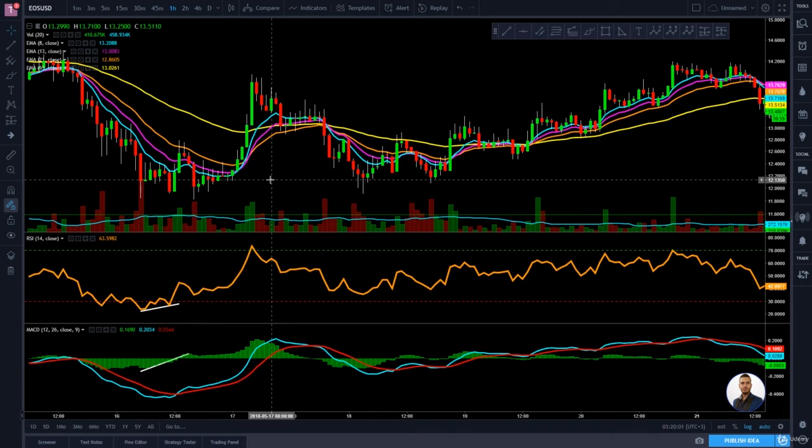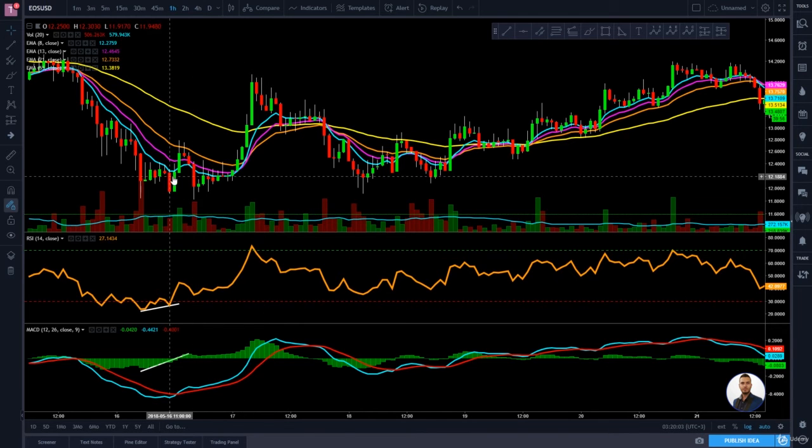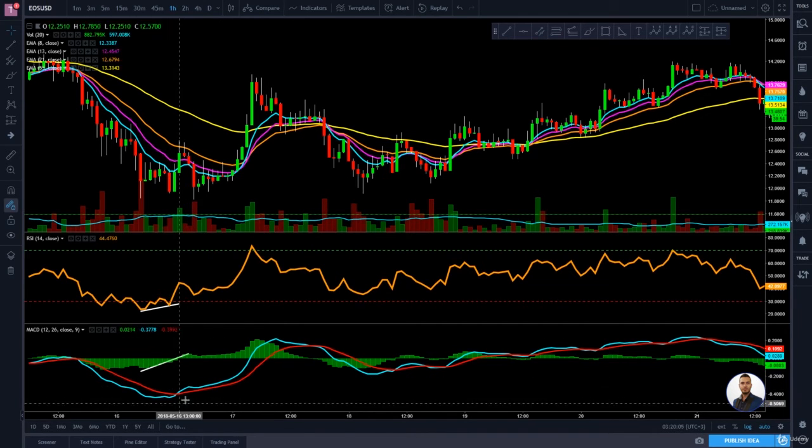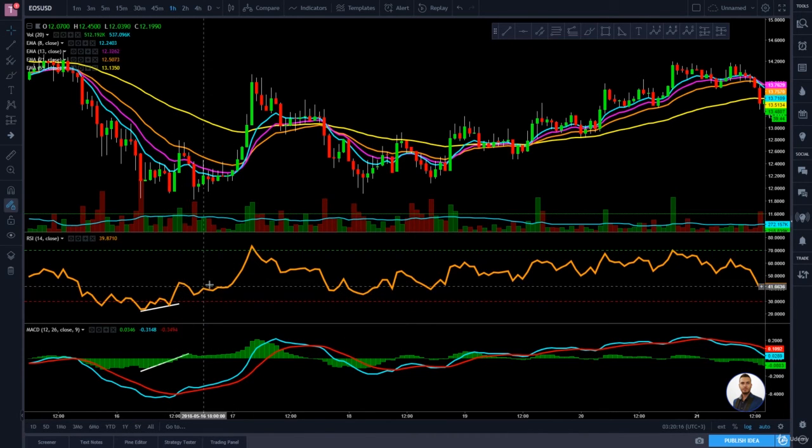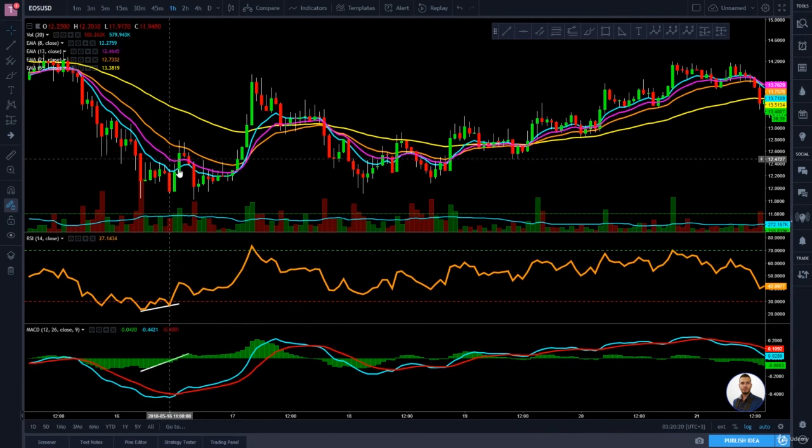So after our entry point, we see on the MACD that a crossover of the signal line happened to the upside, and the histogram is now on the positive side, and on the RSI as well we see that we are making higher lows and higher highs. And on the price chart we can clearly see that we started to uptrend parabolically.